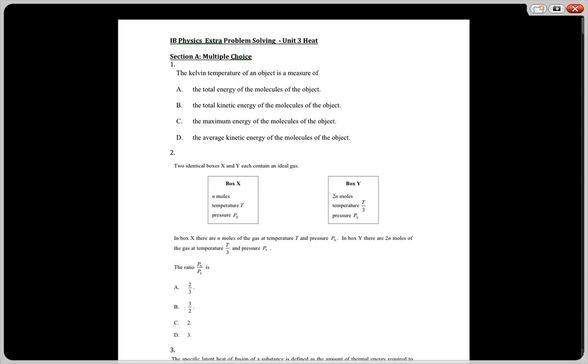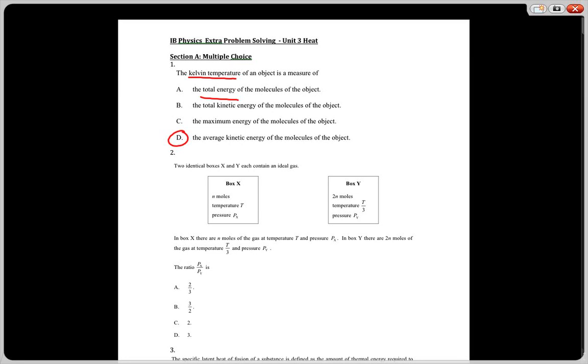So the Kelvin temperature of an object is a measure of, now this is straight from your definition, the average kinetic energy of the molecules of the object. It's not the total energy because that would be all the kinetic energies added up. So this is the only one that is directly applicable.